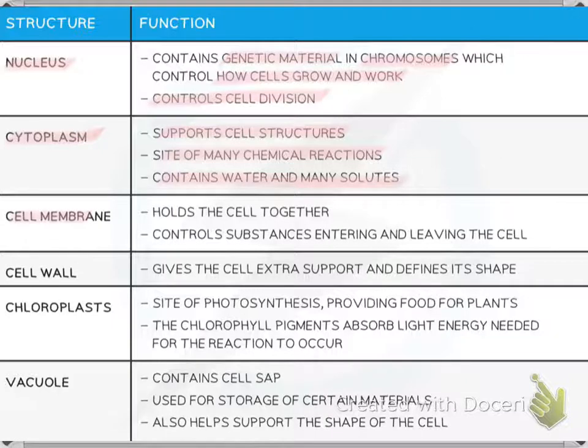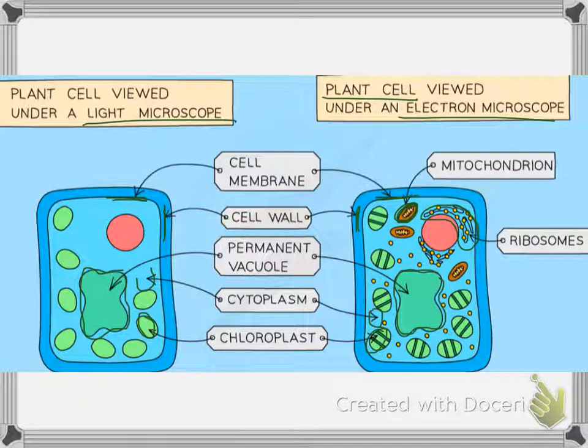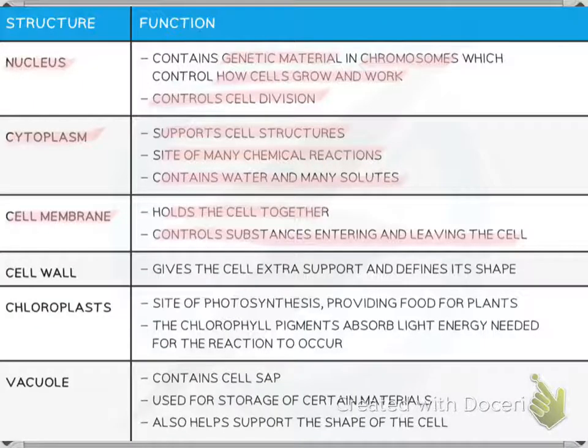The cell membrane holds the cell together. It controls the substances entering and leaving the cell, because if you see, this is the cell membrane, this one, so it will control what is entering and what is going out. Then the cell wall gives the cell extra support and defines its shape. Here we're talking about a plant cell.